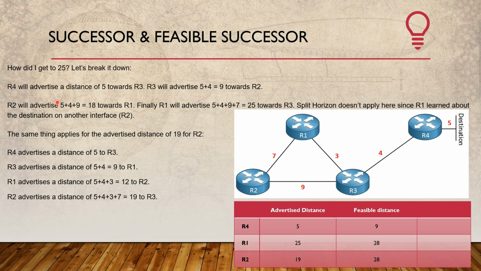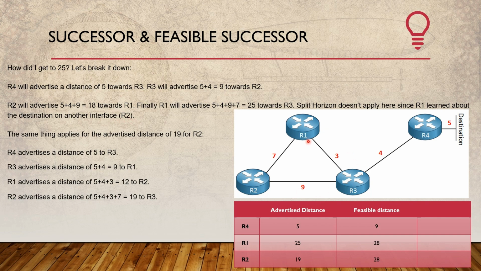Now, let's break it down. R4 will advertise a distance of 5 to R3. R3 will advertise a distance of 5 plus 4, which is 9, towards R2. Then R2 will advertise 5 plus 4 plus 9, which is 18, towards R1. Finally, R1 will advertise 5 plus 4 plus 9 plus 7, which is 25, towards R3.